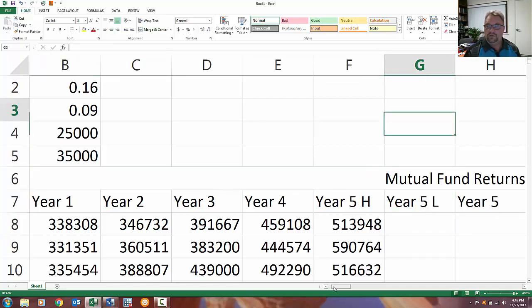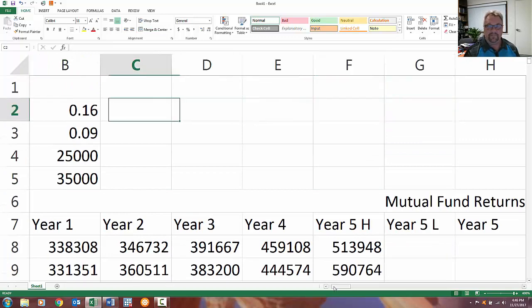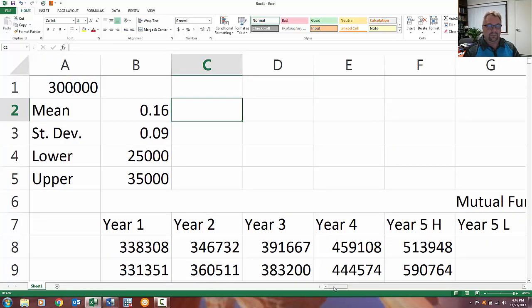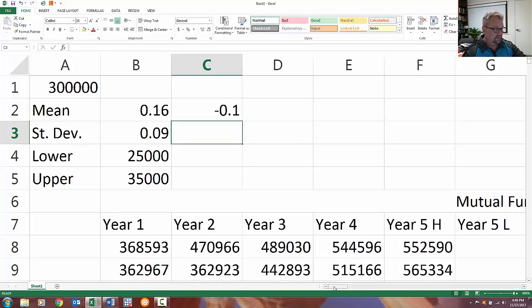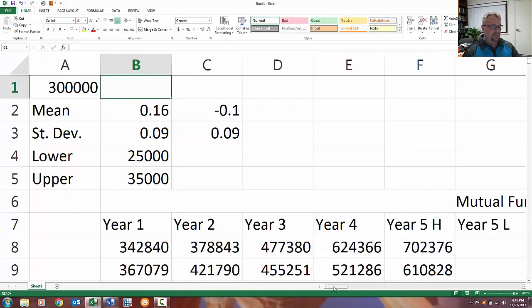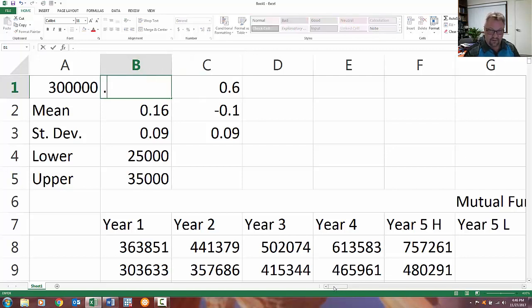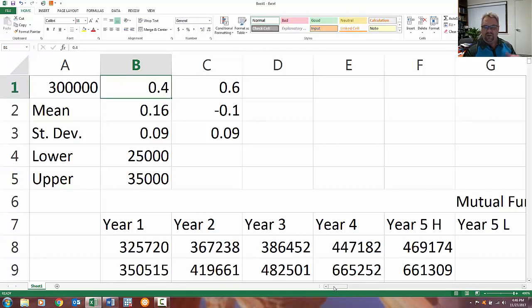What I do need to do, though, is the year 5 returns if we do hit a recession. So what I'm going to do is I'm going to go back here. So if I hit a recession, I get a negative 10% with a standard deviation of 9. And then the recession is 60%, so I'm going to put the 0.6 here and a 0.4 here, although I really don't need this because this is just 1 minus the 0.6. But anyway, I'll put it there.